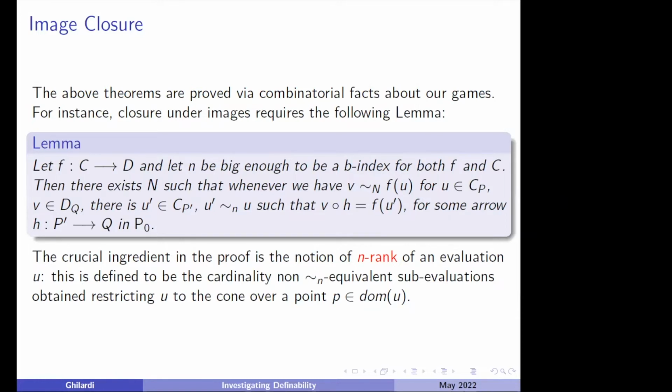What you have to prove is clear, because the setting is defined. What you want to show is that if I take a natural transformation having a B index and two sheaves having a B index, then the image in the sense of sheaves, which is the local closure of the image, has a B index. This is what you have to prove. And this is translated into this combinatorial statement about games, which I don't want to comment on now.